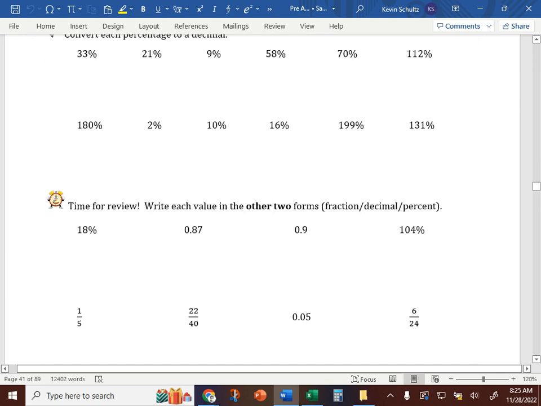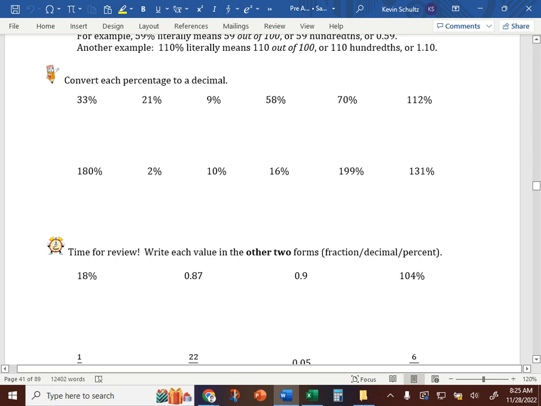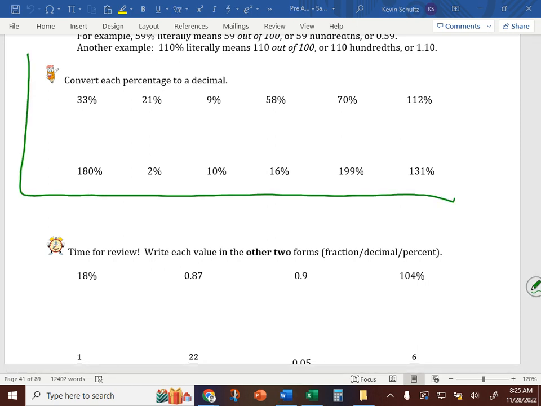And all I want you to do for homework is this section right here. That's it. No time for review. Just that section.